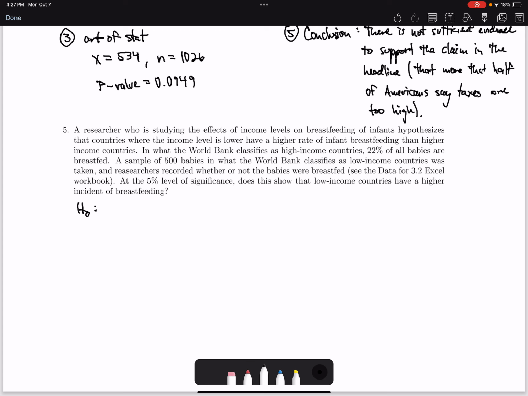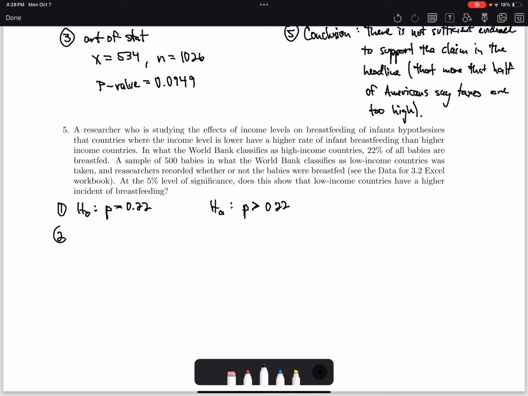So the null hypothesis would be that low-income countries have the same breastfeeding rate as high-income countries, right? That P equals 22%. The alternative is that the researcher is correct, that the proportion of women who breastfeed is higher in low-income countries. She thinks it's higher. Oh, I don't know why I labeled that 2. That's just our alternative hypothesis.